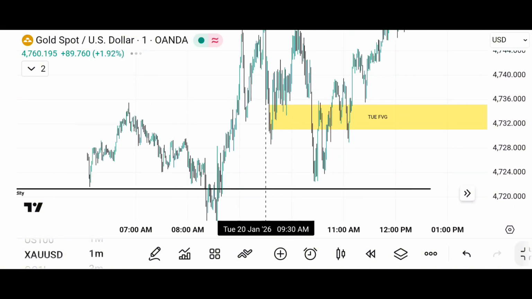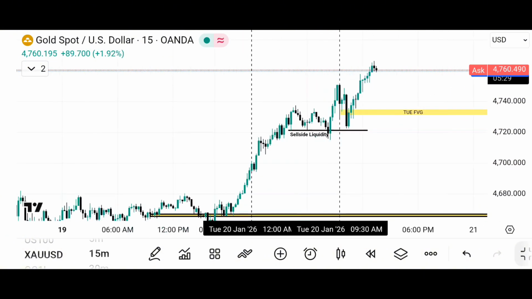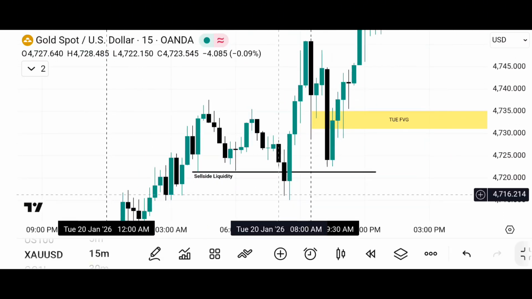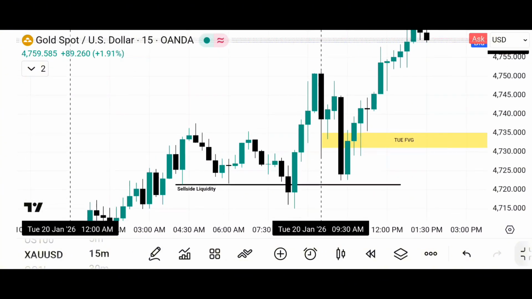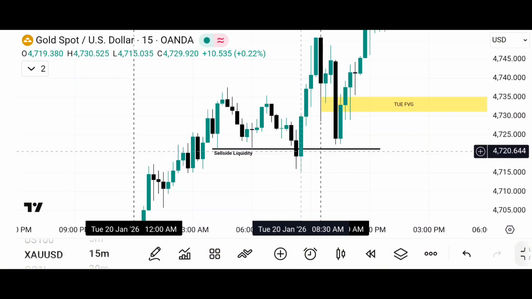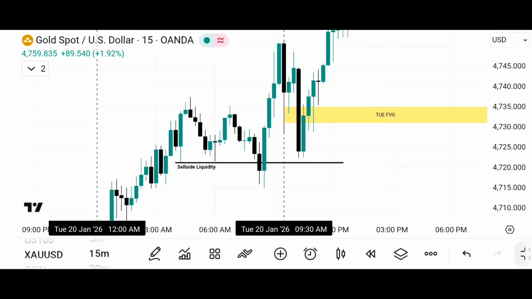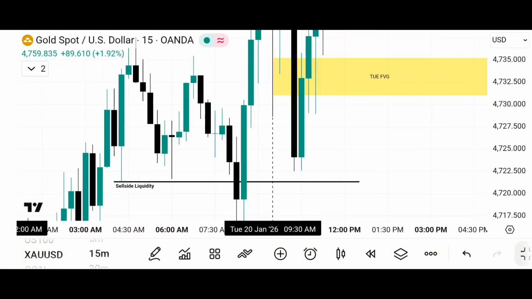So down to business. Let's go to the 15-minute time frame. After price took out sell side liquidity prior to 8:30, it rallied up with displacement. See this rally up. This is a very strong rally up, and it left the fair value gap open.